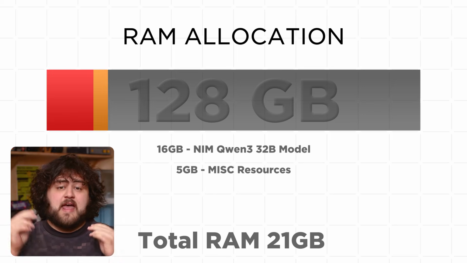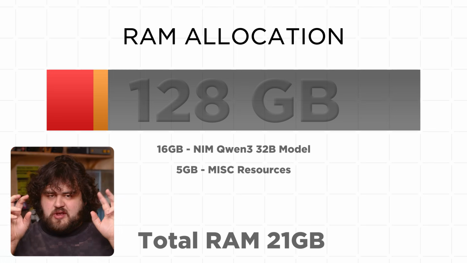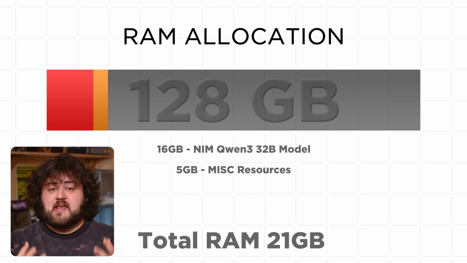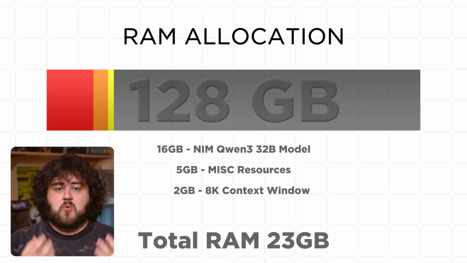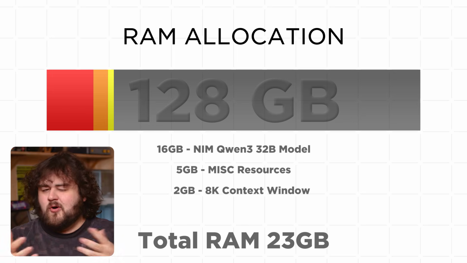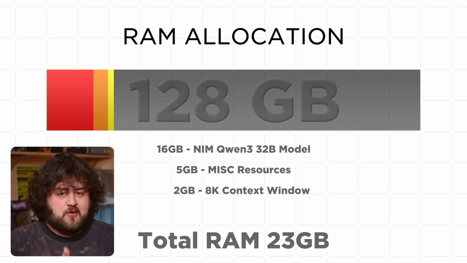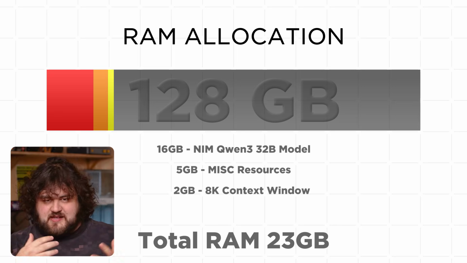Then we also have to allocate memory to the token context window, which is the LLM's working memory. By default, we have a context length of about 8,000 tokens, which needs about 2 gigabytes of RAM for Qwen 3. The needed RAM will change from model to model though. It's not always 2 gigabytes of RAM for an 8K context window. Now, this size window is usually enough for most AI agentic applications.